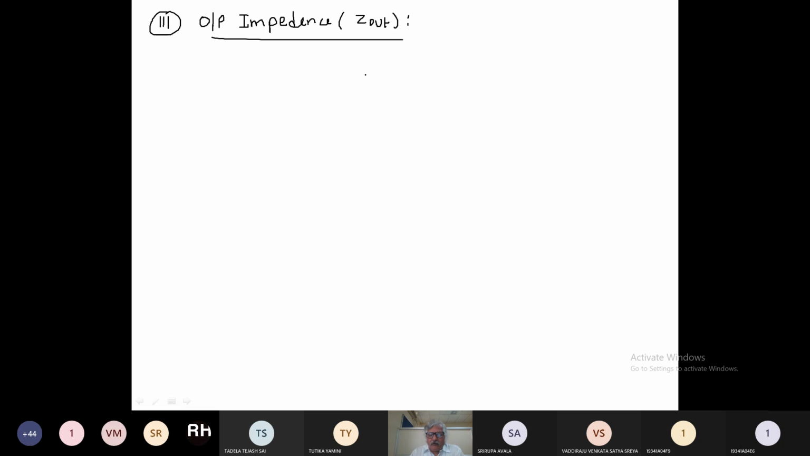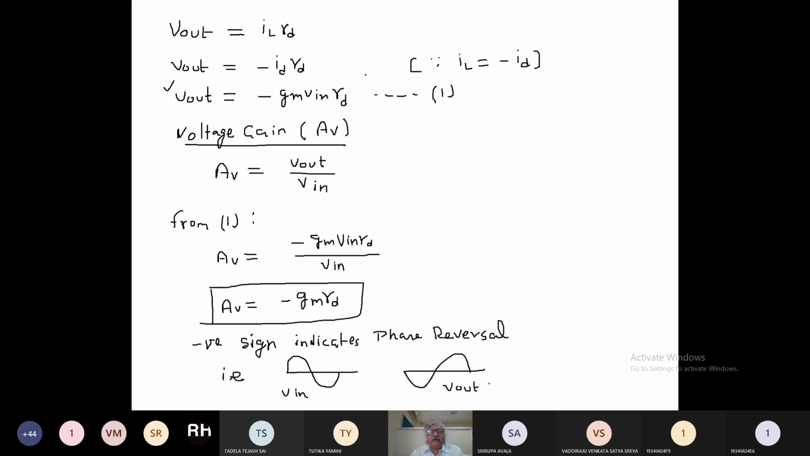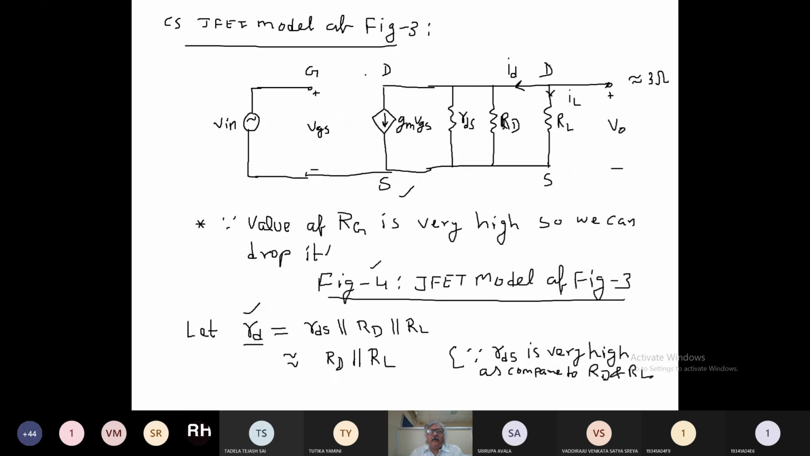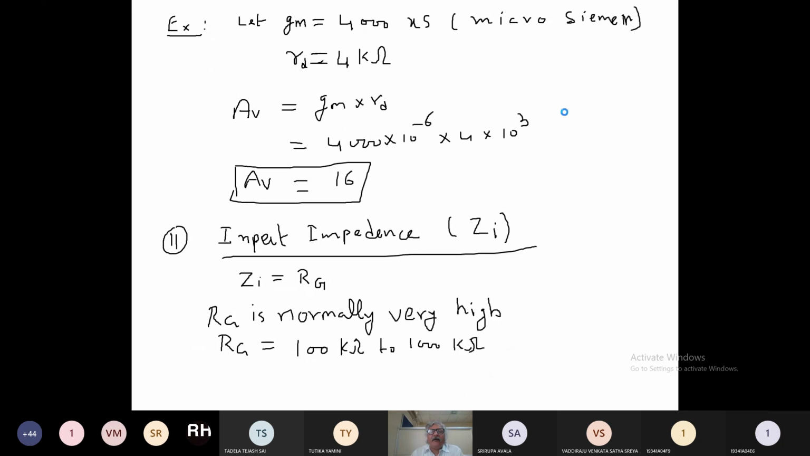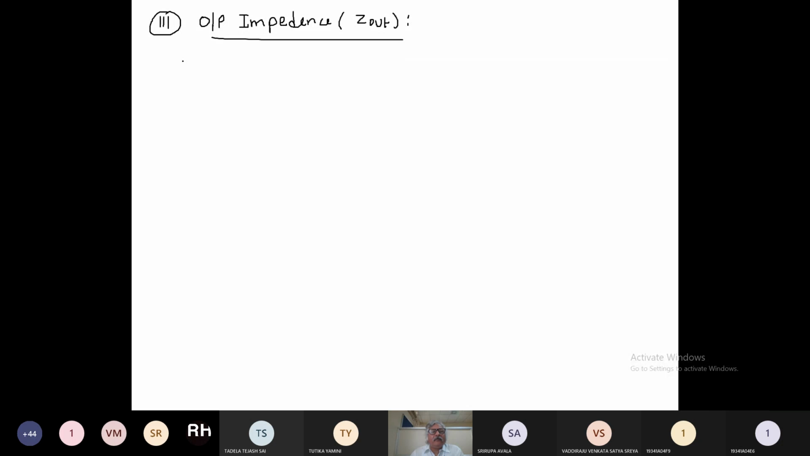Right. So output impedance: when we measure the output impedance, then in normal practice we remove the load resistor. Okay. Then we remove the load resistor. So in that case, RDS and RD will be in parallel. You can see this, right? So you can write here also so that you can remember.